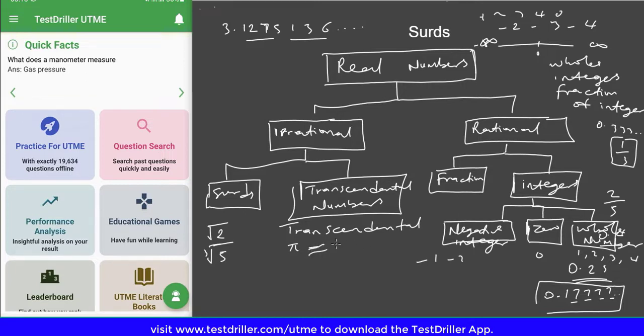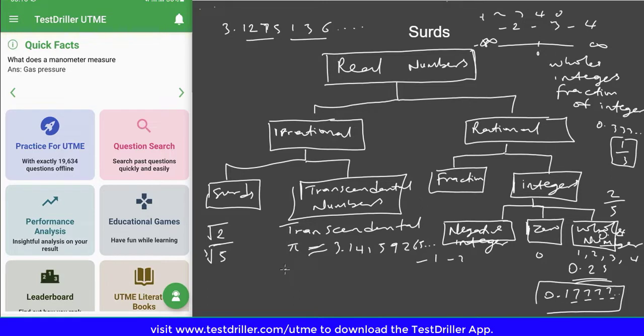Pi is approximately 3.14159265 and so on. You can't find any pattern in it. There is no recurring pattern in pi. So this is an irrational number, but it's not an irrational number that comes from a root of any integer. It's not a root of any integer.